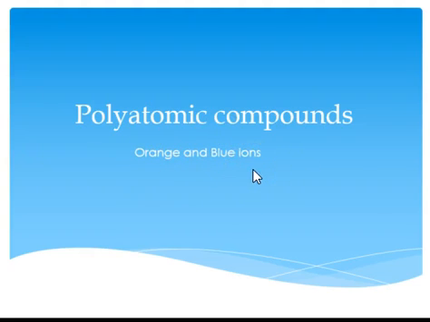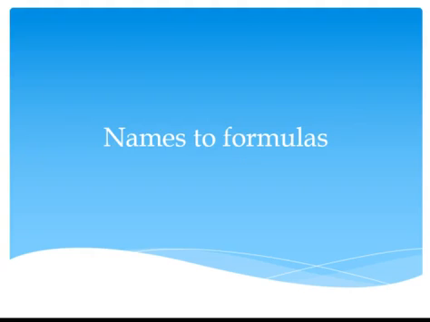That's because when we color coded it in class to learn how to use it, we highlighted them orange or blue. So you do need to know those by heart. And so the first thing that we're going to do is use polyatomic ions to do names to formulas, right?